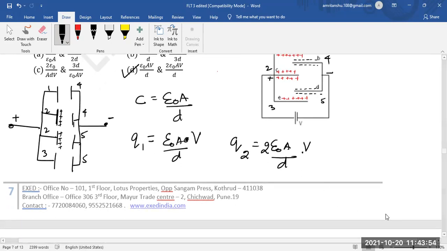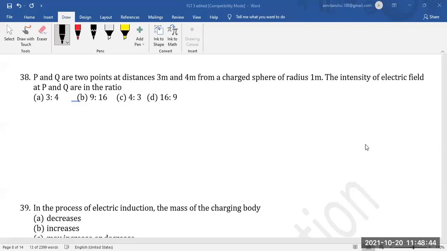Moving on to the next question. Question number 38.